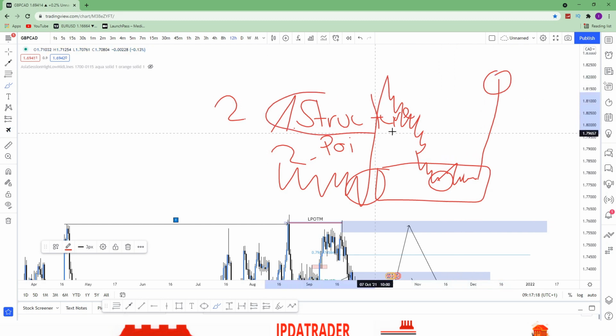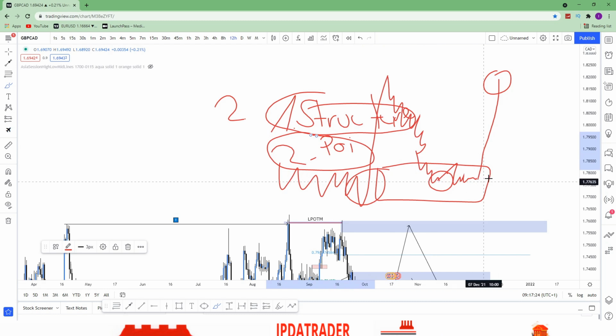We're going to start off with structure. We're going to then move into identifying points of interest. And once we have that, we can look into our points of interest whenever price hits that to confirm our potential entries. So let's actually go to the drawing board and let's get started.